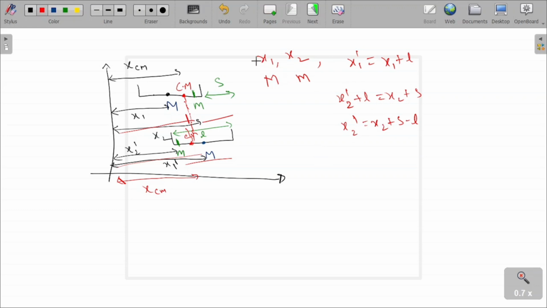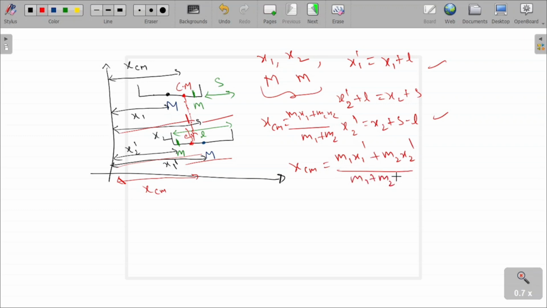Okay, so now from these two, according to the center of mass, xcm equals m1 x1 plus m2 x2 by m1 plus m2. Now according to x1 dash and x2 dash, xcm will be m1 x1 dash plus m2 x2 dash by m1 plus m2, after the person moves from one end of the boat to the other. So now xcm equals capital M into x1 dash, which is x1 plus L, plus small m into x2 dash, which is x2 plus s minus L, by capital M plus small m.